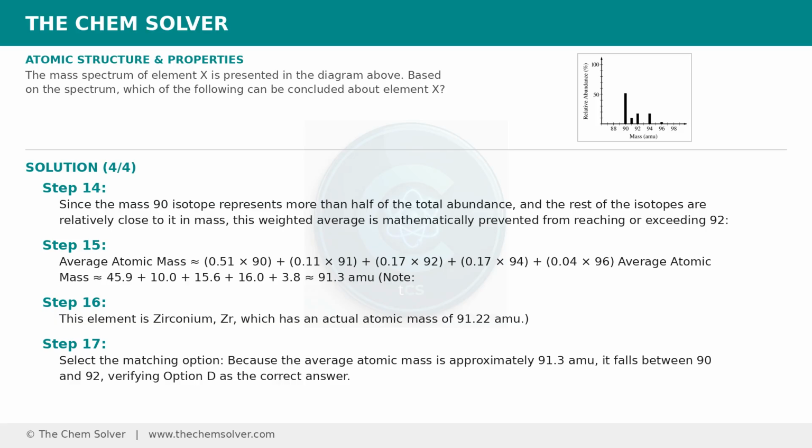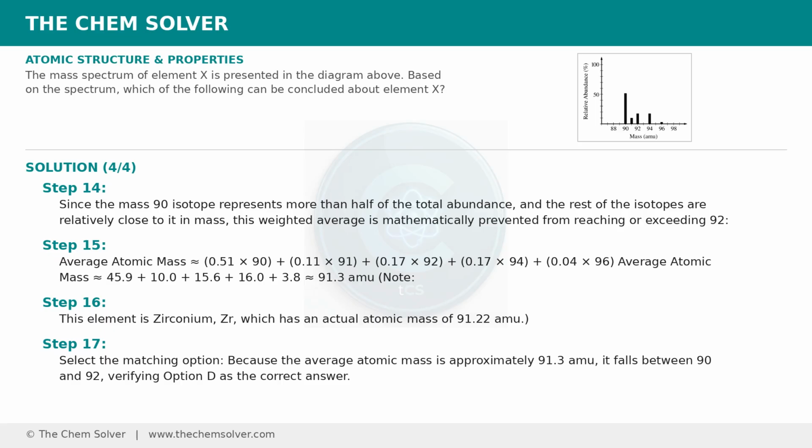Average atomic mass approximately 0.51 times 90 plus 0.11 times 91 plus 0.17 times 92 plus 0.17 times 94 plus 0.04 times 96. Average atomic mass approximately 45.9 plus 10.0 plus 15.6 plus 16.0 plus 3.8, approximately 91.3 AMU. Note: this element is zirconium, Zr, which has an actual atomic mass of 91.22 AMU.